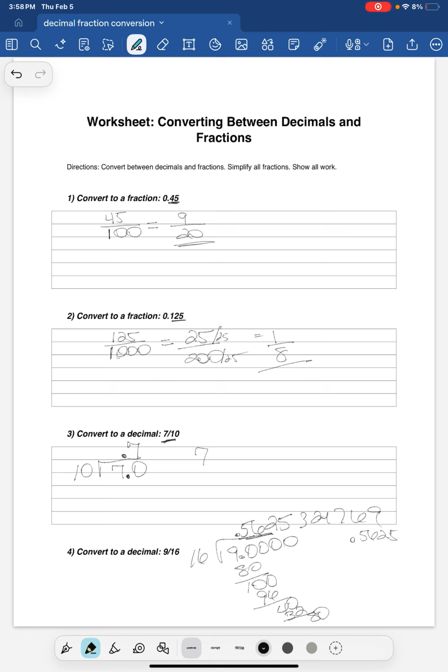But that is how you do the conversions. So when that comes up, you'll know how to do it. It's very, very simple. Don't get intimidated by it.